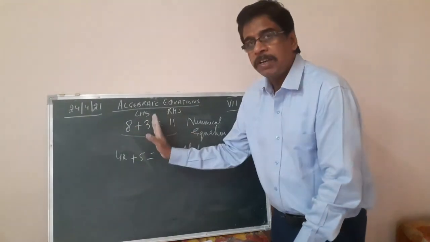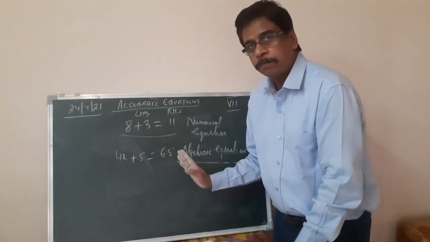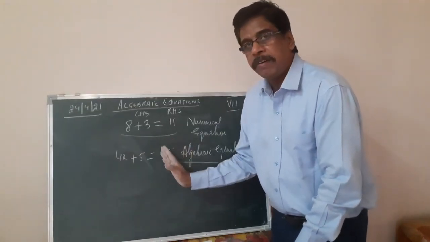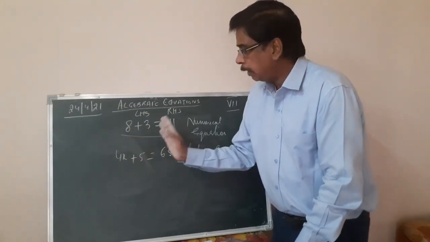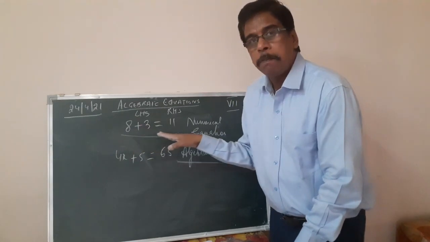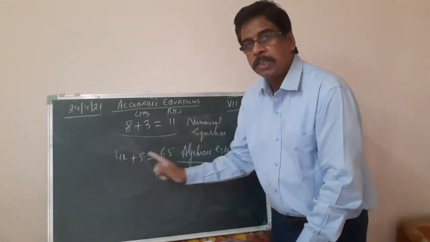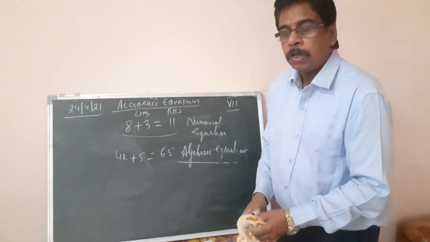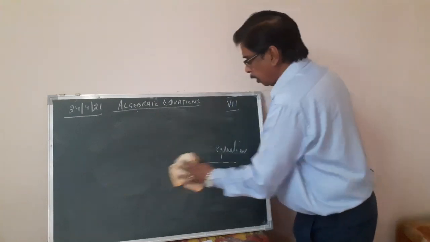This is an equation having a left hand side and right hand side. This is also an equation having a left hand side and right hand side, because the equal to sign divides it into two parts. But in this case, they are only numbers, so it's called a numerical equation. This has variables, so it's called an algebraic equation. So this is what you should understand first, what is an algebraic equation.